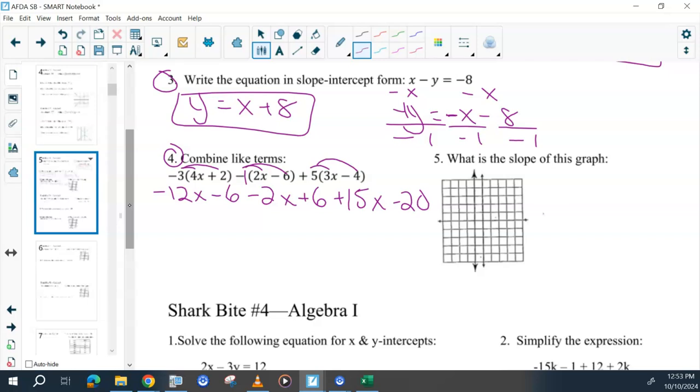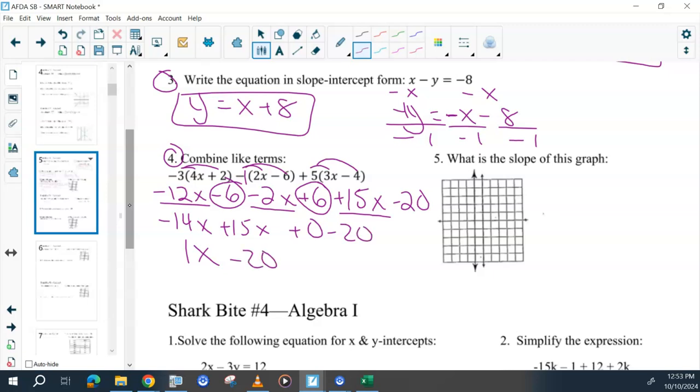And then just like we did in number 2, combine all of the like terms, so the ones that look the same. All the x's. So negative 12 minus 2 is negative 14. And that combined with 15 is negative 14 plus 15, which is just x, or 1x, either or. Negative 6 plus 6 gives me 0, minus 20. And then 0 minus 20 would be negative 20. So x minus 20 or 1x minus 20 would be that final answer. Questions on that one?